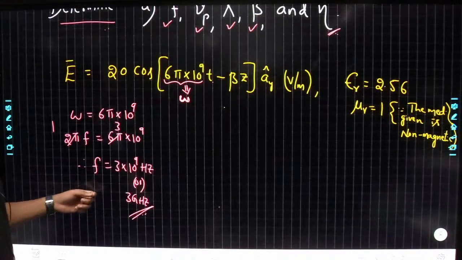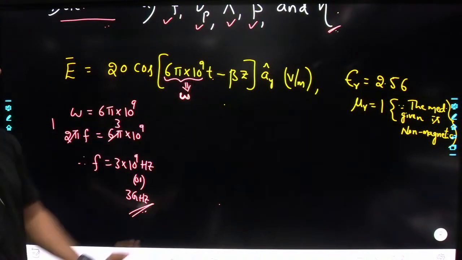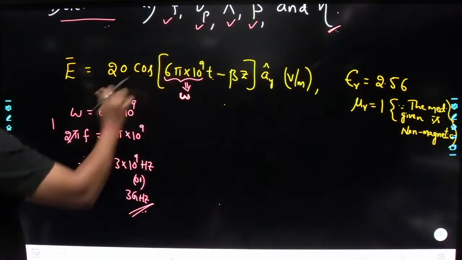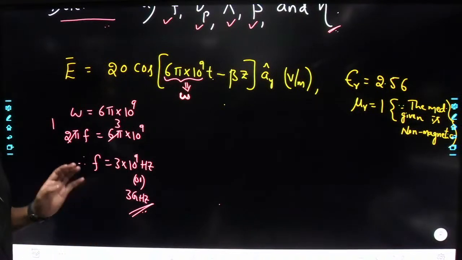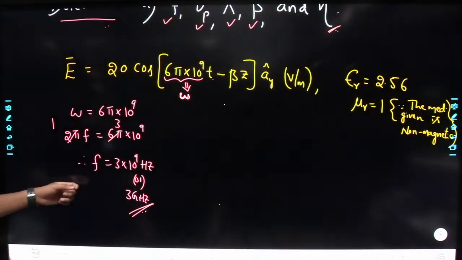Okay. So this is just like 20 into cos of omega t minus beta z. So here omega value is nothing but 6 pi into 10 to the power of 9 radian per second. So from this you can easily determine the frequency of the wave. So that is f is equal to 3 gigahertz. See here one more thing.